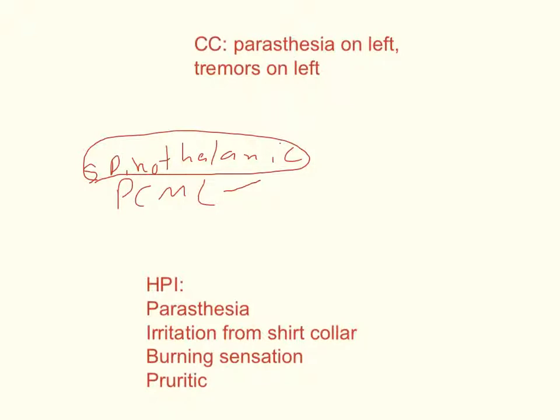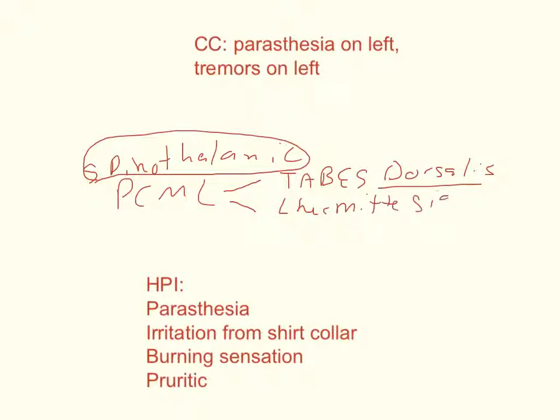However, let me give you an example of two diseases. One of them would be tabes dorsalis. One of the reasons it's called dorsalis is because it attacks the dorsal columns, or the posterior columns, and one of its main symptoms is paresthesia. Another is known as Lhermitte's sign. This is a lesion in the dorsal column where you would get an electrical shock sensation.